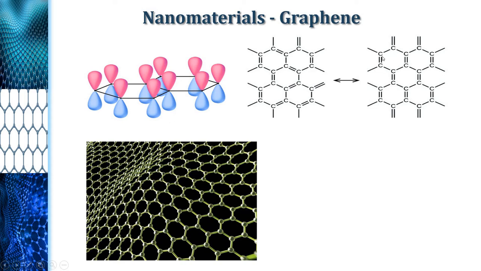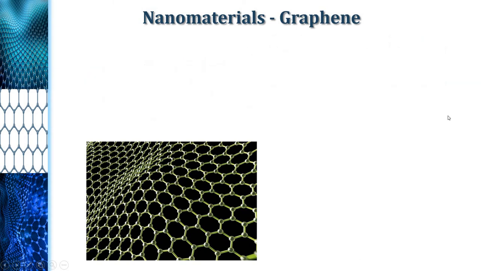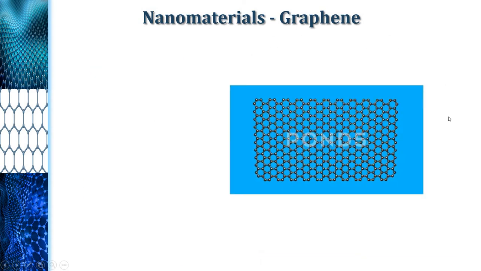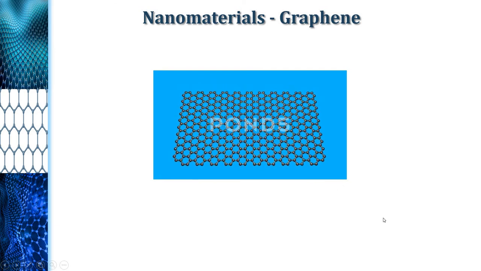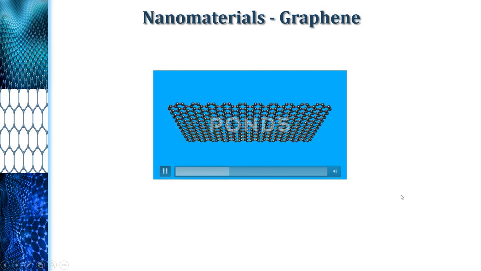Because of the presence of this pi bond, it has a conjugated structure. So alternate single and double bonds are there in the graphene layer. Therefore, graphene has a conjugated structure and is also an electrically conducting material. So let us see how the single layer of graphene, or single atom thick layer of graphene, looks like. In this direction, it is following the nanoscale.